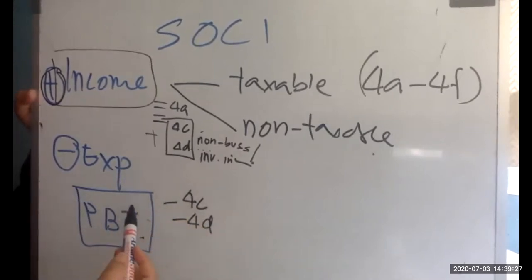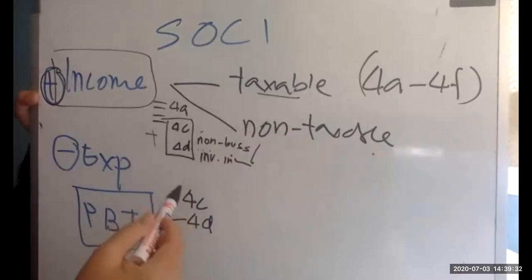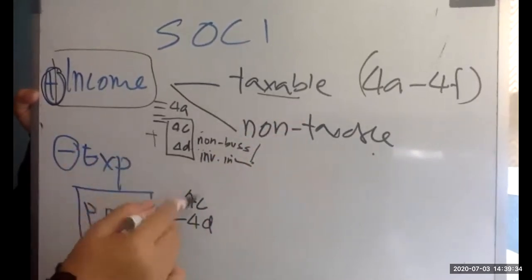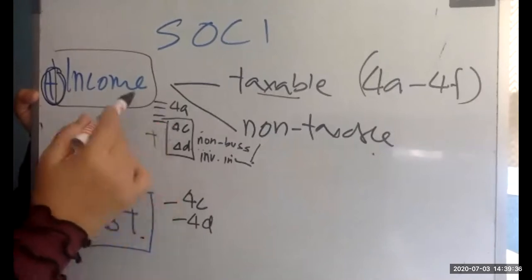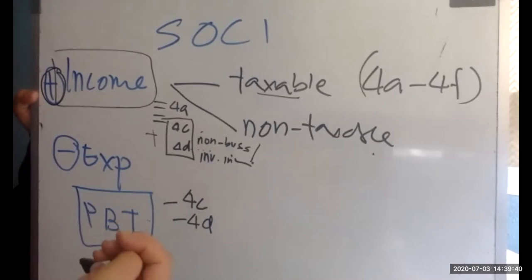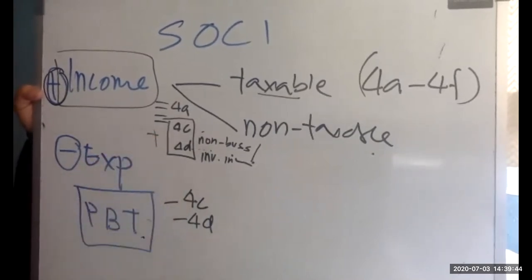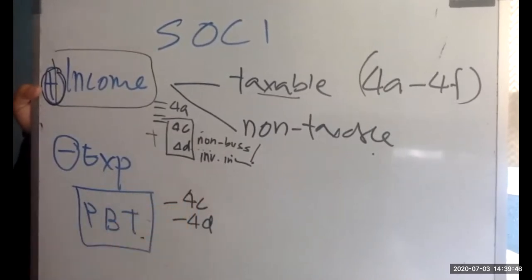Starting from PBT, whatever income is taxable, you want to take it out first because you want to compute for 4A only. You want to leave 4A there. But 4C and 4D, take them out first because, why? Under the law or the format for your tax computation, 4C and 4D will be at the bottom. It will be taxable, but it will be at the bottom.